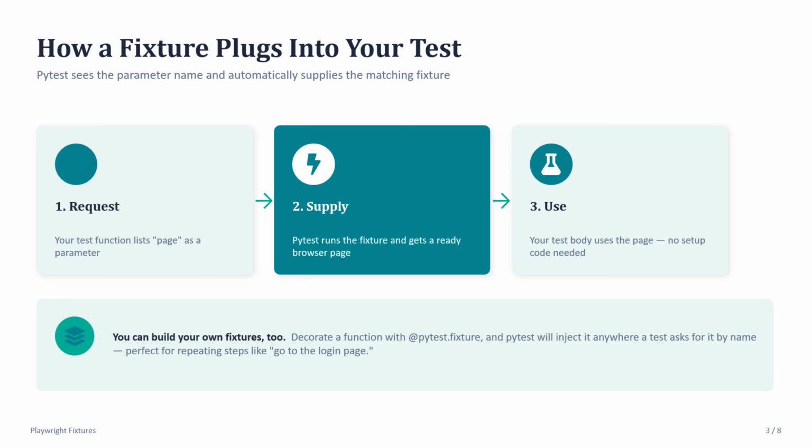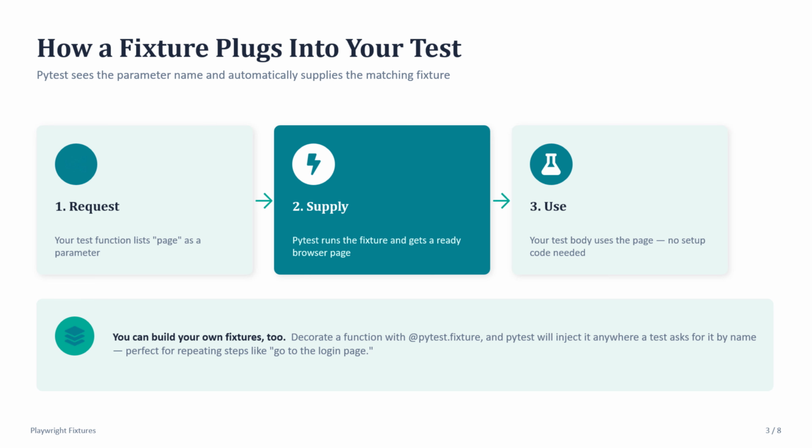We just pass this fixture to the test and we are ready. So your test body uses the page, so no setup code needed. We are good to go. We just directly jump into the test. Now, like I said earlier, there are two types of fixtures. One are the built-in, and secondly, you can also create your own fixtures.